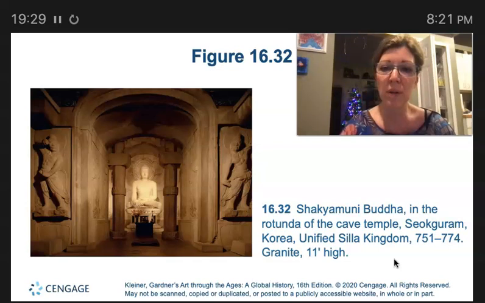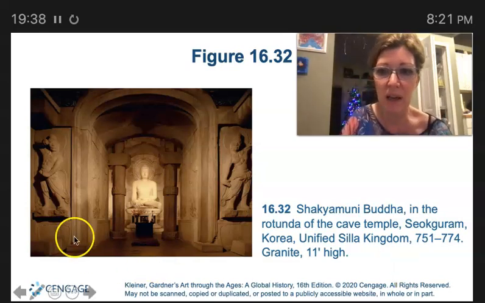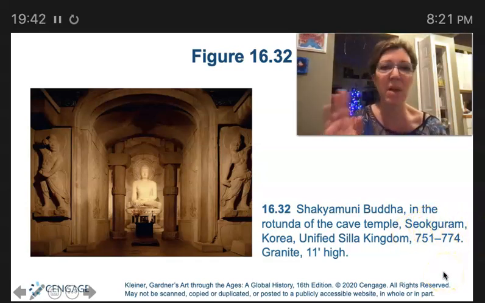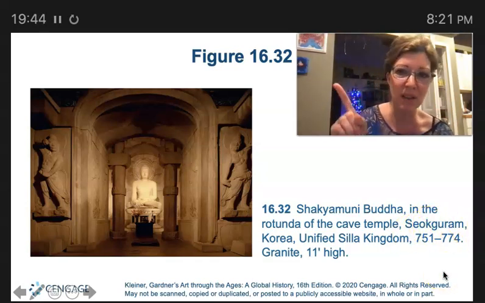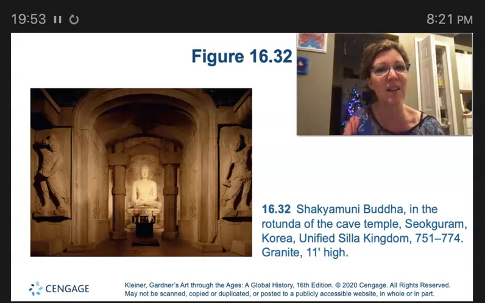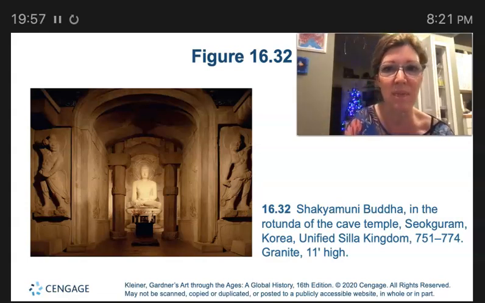Korea's artistic golden age occurred during the Silla kingdom during this time. And the location of the structure and statue depicted here is Seokguram. I'm sure I'm not pronouncing that correctly, but it's okay. The accomplishments of the Korean unifying Silla kingdom are contemporaneous with the Tang dynasty of China. So interesting, these things occurred at the same time.